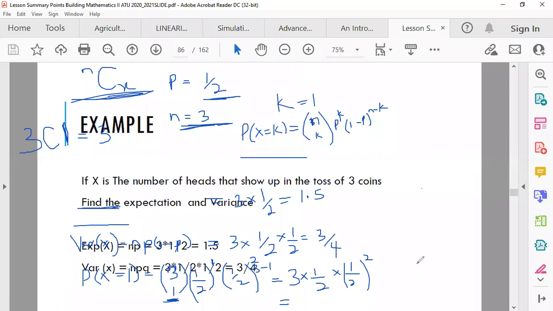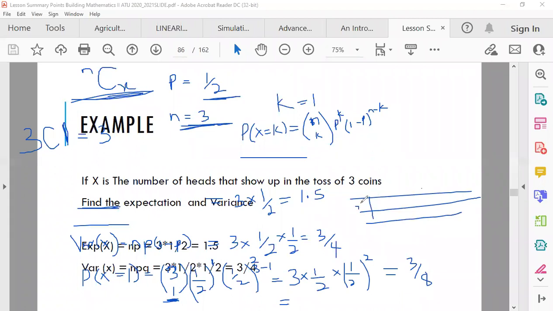Now, let me draw this table again, the probability distribution, and see if it rings a bell in your mind. X is 0, 1, 2, 3, and P of X is 1 over 8, 3 over 8, 3 over 8, and 1 over 8. Now, this is the 3 over 8 we have just found. When X is equal to 1, the probability is 3 over 8. Does this distribution ring a bell in your mind? Do you remember this table? If you do, just say yes, sir.